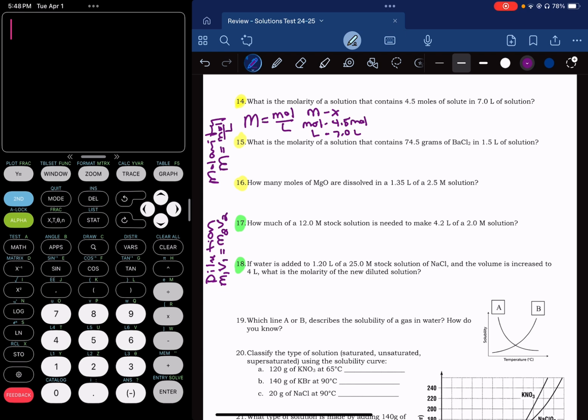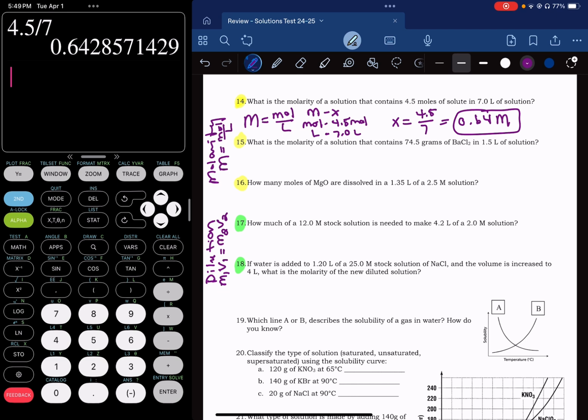If we plug this into the equation, the way that our formula is written, x equals 4.5 over 7. That's pretty straightforward. 4.5 divided by 7 is 0.64. And that's our big M for molarity. It means that the concentration per liter is 0.64 of a mole of this substance.